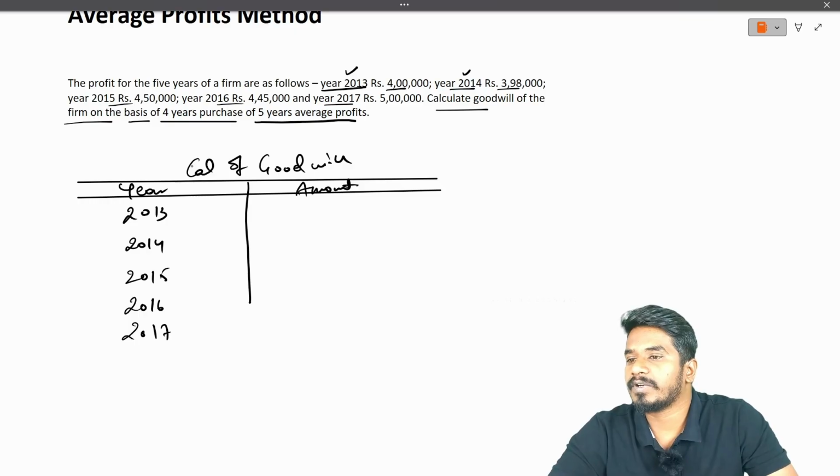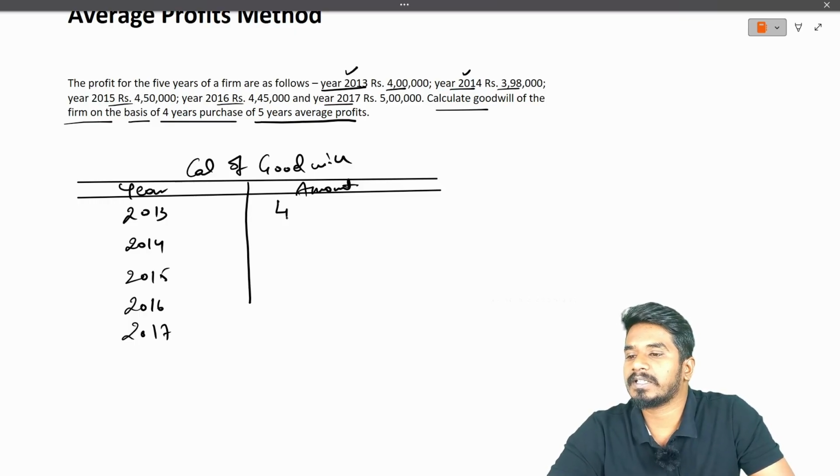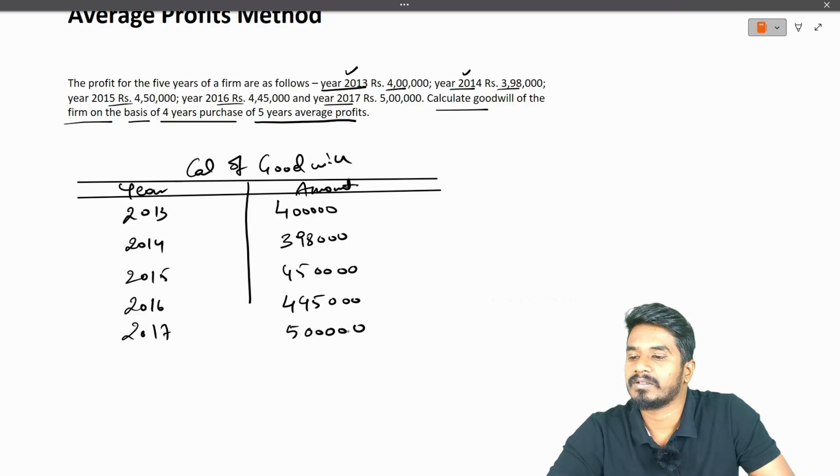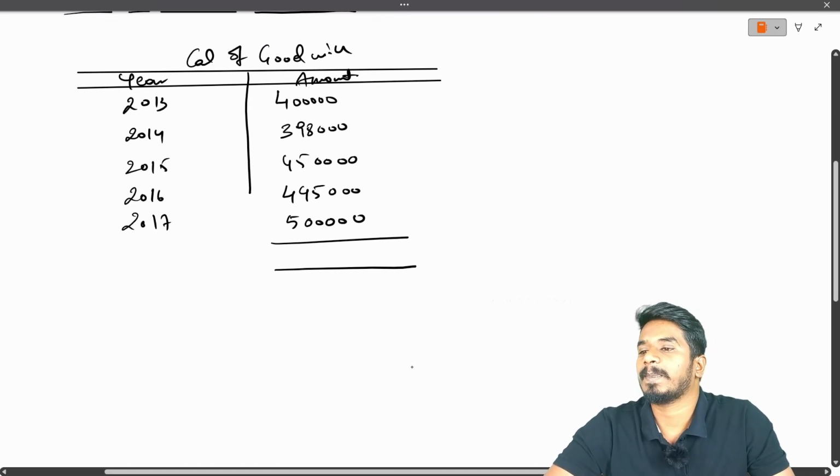So what is the profit for each year? For 2013 it has been given as 4 lakh rupees, next year 3 lakh 98,000, 2015 it is 4 lakh 50,000, 2016 it is 4 lakh 45,000, and for 2017 it is 5 lakh rupees. So we need to total the profits and take an average.